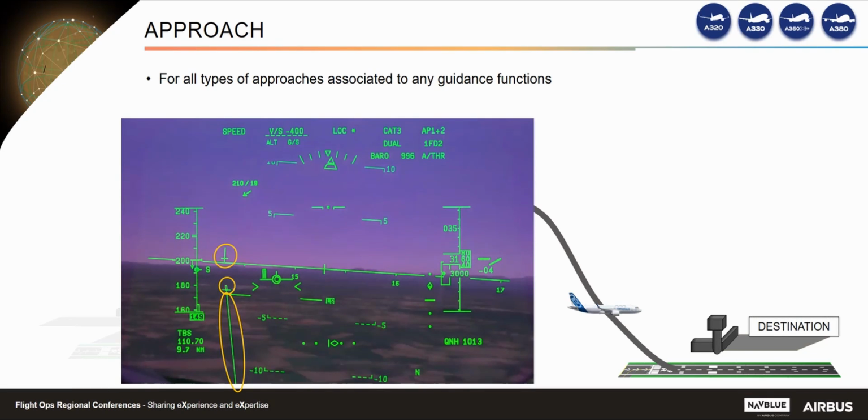The second interesting feature is the synthetic runway. The synthetic runway is a scaled representation of the runway selected in the FMS. This representation allows a smooth IMC-VMC transition by showing the flight crew where to look for the real runway.